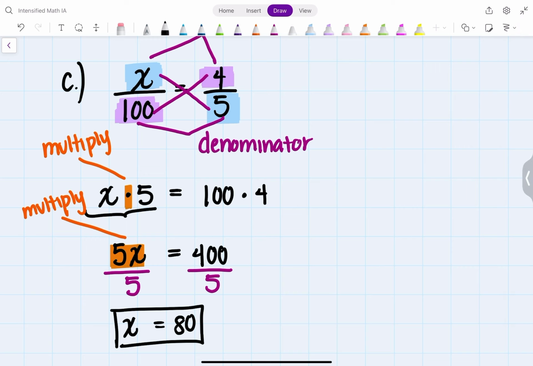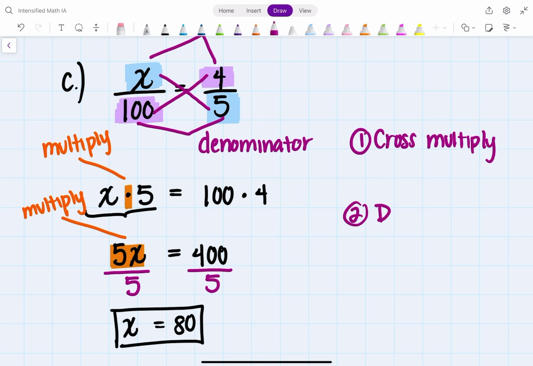In terms of steps, let's start off with the first one. We did cross multiplication, cross multiply. And then step 2 is divide. We're going to divide by the coefficient in front of the variable, which is 5. Divide by 5.